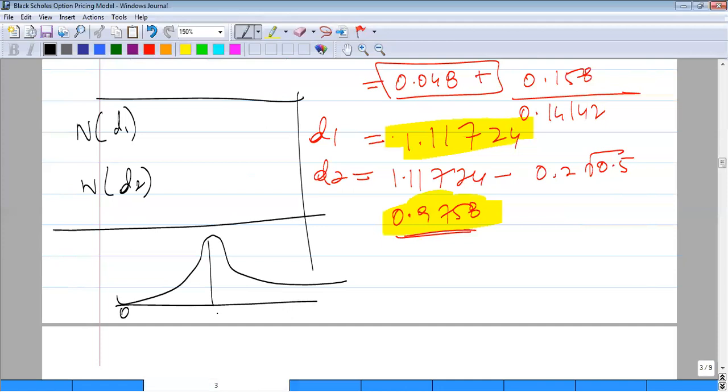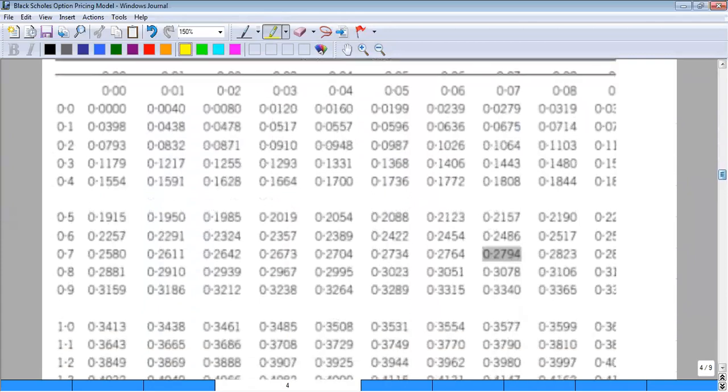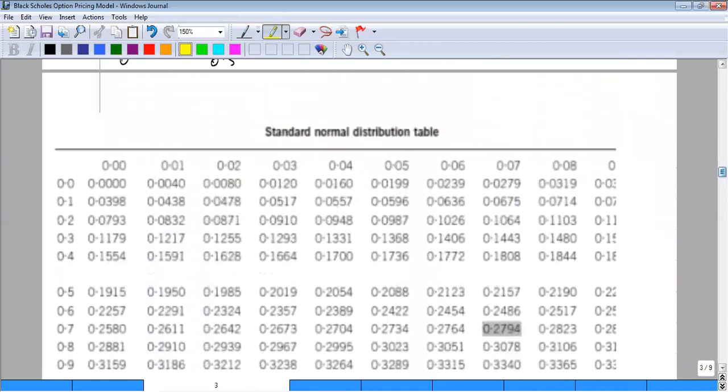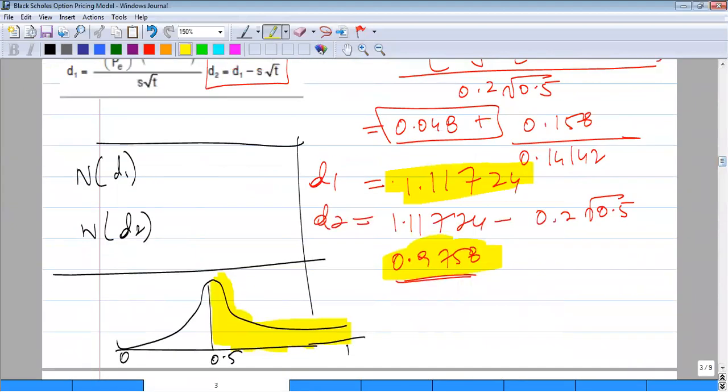So it starts from 0, this is 0.5 and this is actually 1. In the exam, we are given the formula sheet, where we have the sheet for this half of the curve. So basically we have been given this type of normal distribution table.